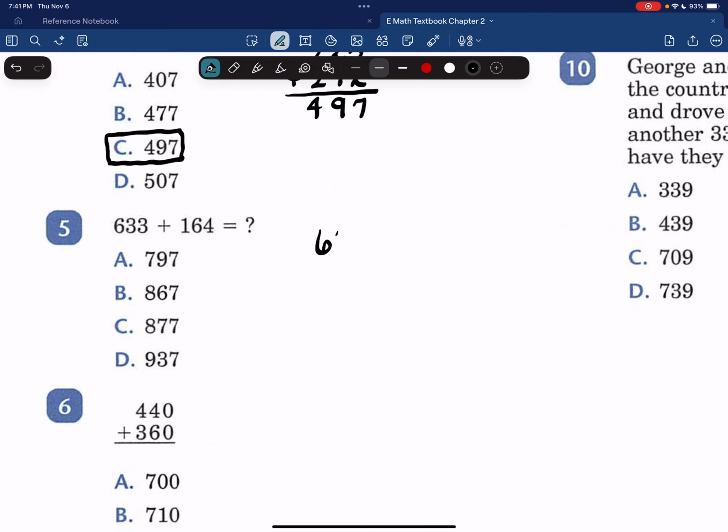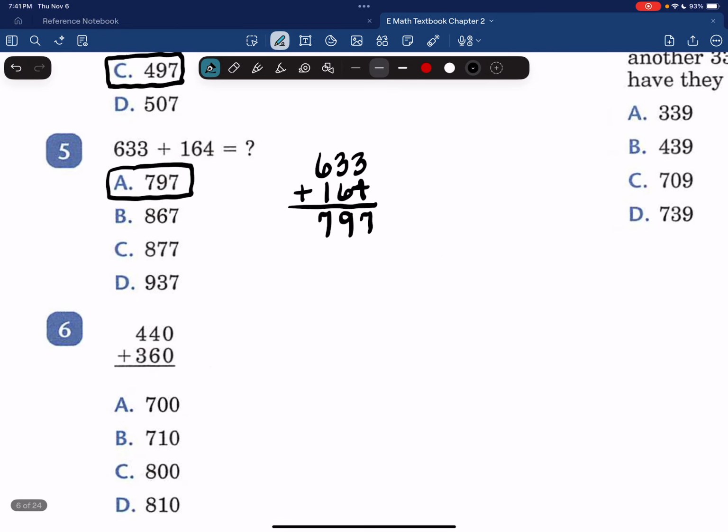Then we have 633 and 164. So 3 and 4 make 7. 6 and 3 make 9. 6 and 1 makes 7. And so this is 797. No carrying on that one.